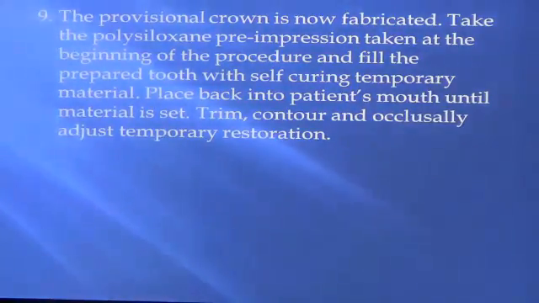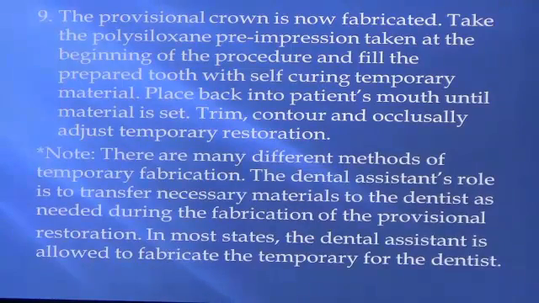The provisional crown is now fabricated. Take the polyvinyl siloxane impression taken at the beginning, which in our case we'll use those little tabs, and then you fill that with whatever self-curing temporary material you're using, put it back into the patient's mouth, and then once that sets up, you're going to trim it and contour it and check the bite before you cement it. Again, there are many methods to fabricate a temporary.